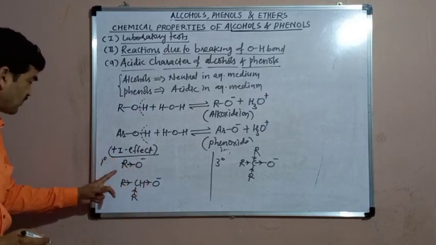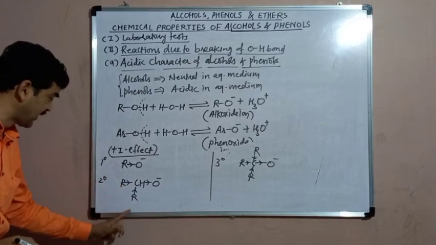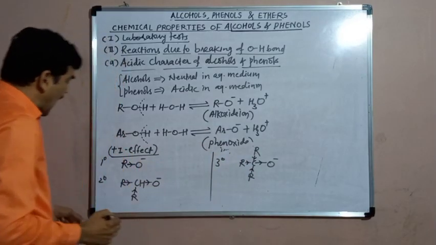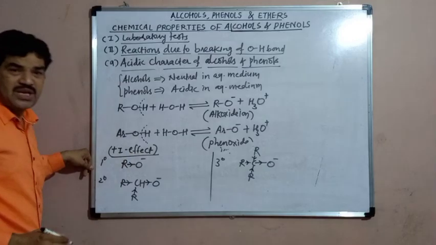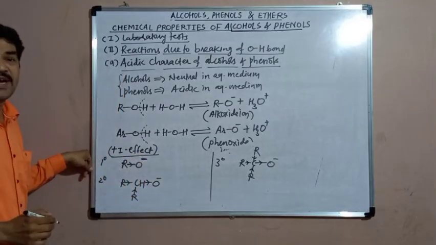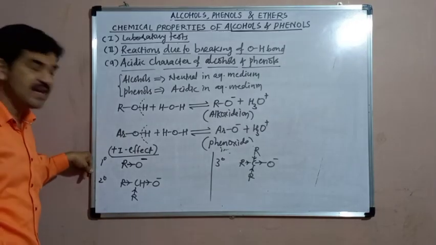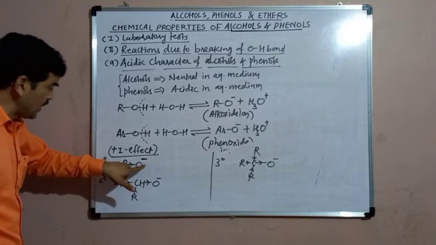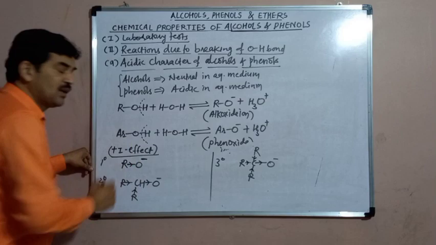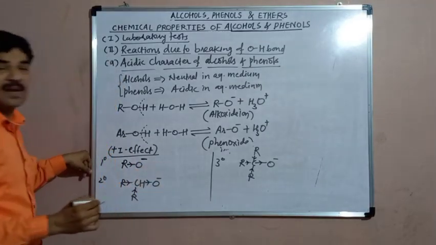In primary alkoxide ion, there is a single alkyl group. In the secondary alkoxide ion, there are two alkyl groups. In the tertiary alkoxide ion, there are three alkyl groups. And due to the release of electron density toward the oxygen, the negative charge on the oxygen atom gets enhanced, increased, intensified. And due to the increase in the negative charge on the oxygen, the stability of the alkoxide ion decreases. Means the alkoxide ions are destabilized.